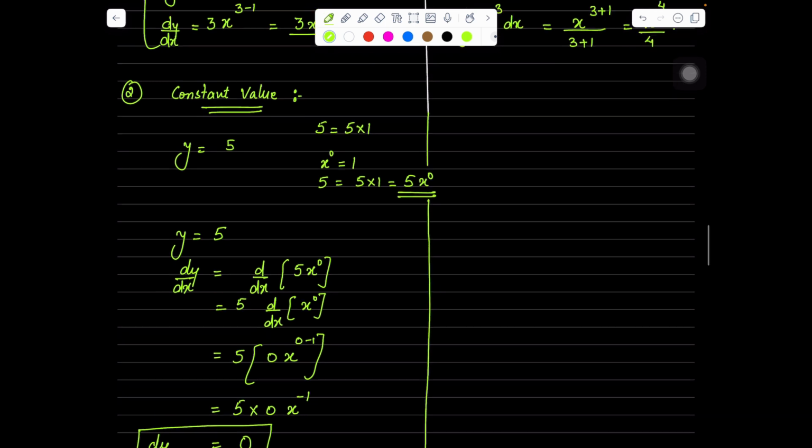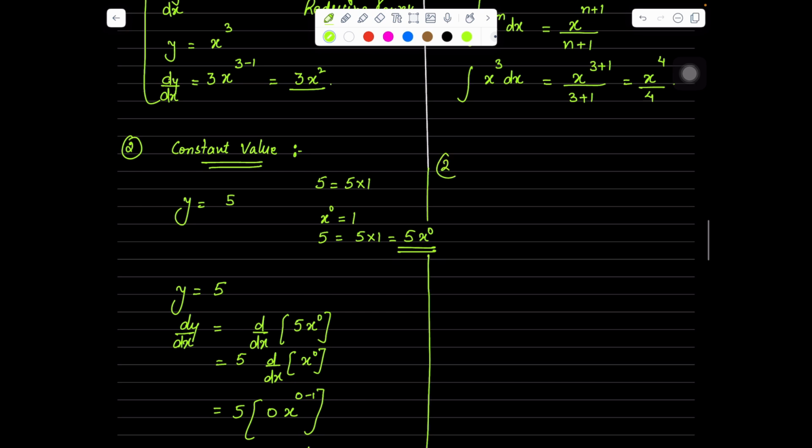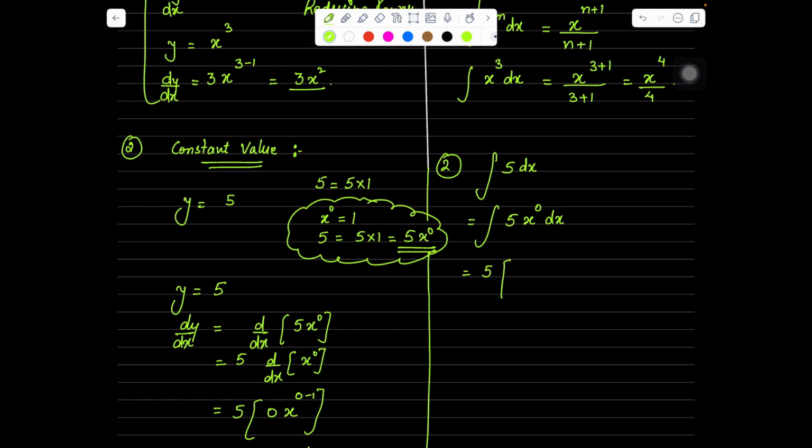Okay, now let's say second case, integration of a constant value. Let's say 5 dx. So I told you the same thing. Can I write 5 equals to 5x raised to power 0 dx? Yes or no? Okay, now solve this. Take out 5 outside. And what is the equation? X raised to power 0 plus 1.